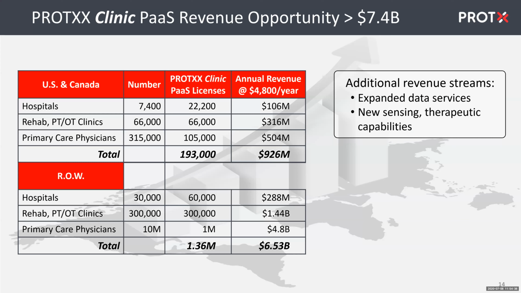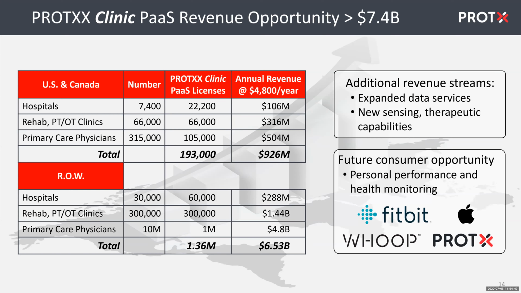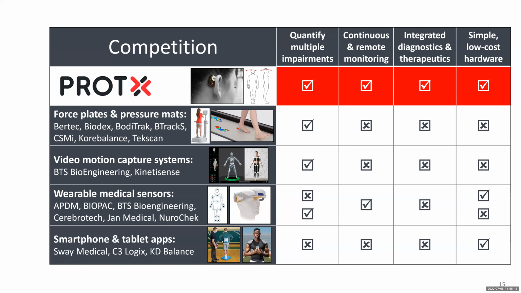We're also leveraging our R&D pipeline to pursue additional revenue streams in these markets by expanding our data service offering and adding new sensing and therapeutic capabilities. But ultimately, the enormous personal health and performance monitoring impact of the Vibrata sensor, coupled with its ease of use and very low cost, we believe position it as a genuine candidate for mass consumer uptake, similar to a digital weight scale, digital thermometer, and consumer wearables such as the Fitbit, Apple Watch, Whoop, sports performance monitoring, which corresponds to tens or hundreds of millions of units.